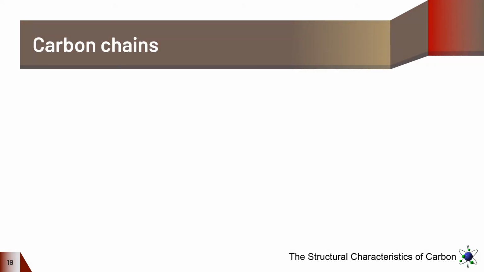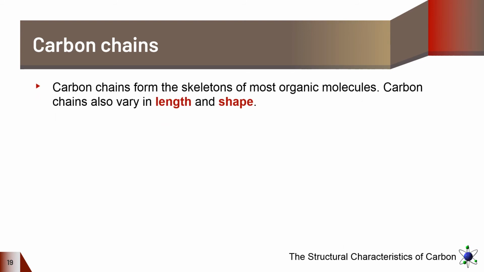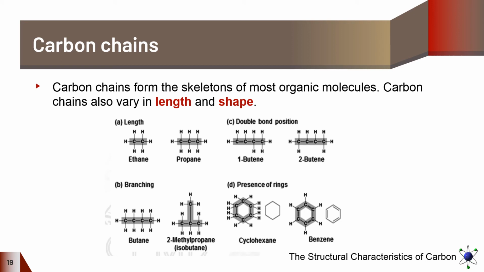How about the carbon chains? Carbon chains form the skeletons of most organic molecules. Carbon chains also vary in length and shape. Look at letter A. In terms of length, if we're going to compare ethane and propane, propane is longer compared to that of ethane because there are 3 carbon atoms present in propane while in ethane there are only 2. In terms of letter B, when we speak of the branching aspect, 2-methylpropane has more branches compared to that of butane.